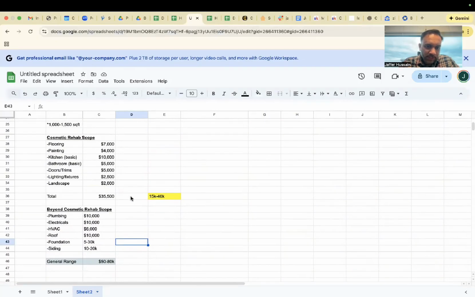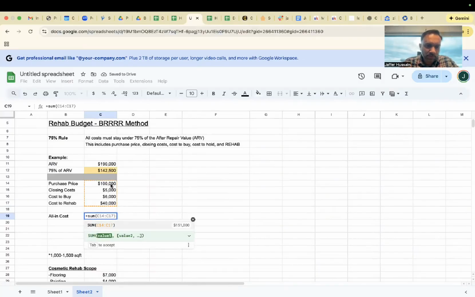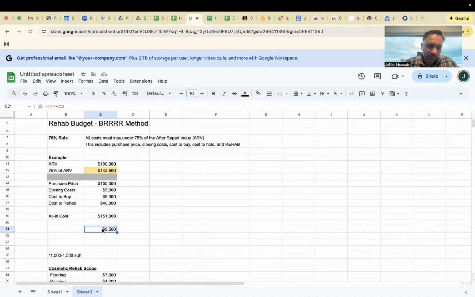And that's going to be your rehab. Now, let's say that at the end of the day, for this example, your rehab budget is on the higher end of a cosmetic, right? So let's just say it's $40,000. Now, you sum that all up and you're talking 151,000. Now in this example, you're exceeding the 75% rule, right? What this means is you're basically going to be leaving $8,500 in the deal. It's going to be stuck in the deal. This is for a rental example, right? You're going to have $8,500 in the deal that you're not going to be able to pull out at the closing table. You're going to have to bring this much money. Essentially, you can call it your down payment of $8,500.